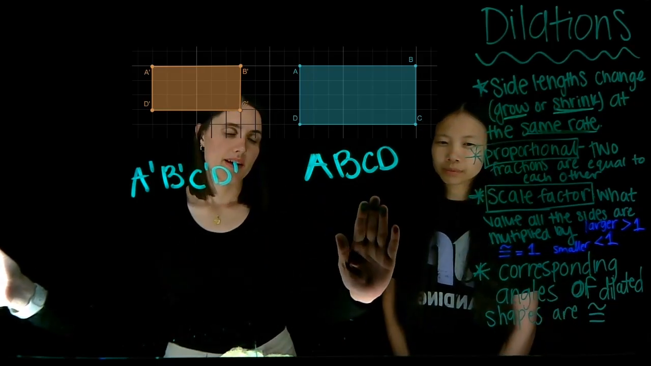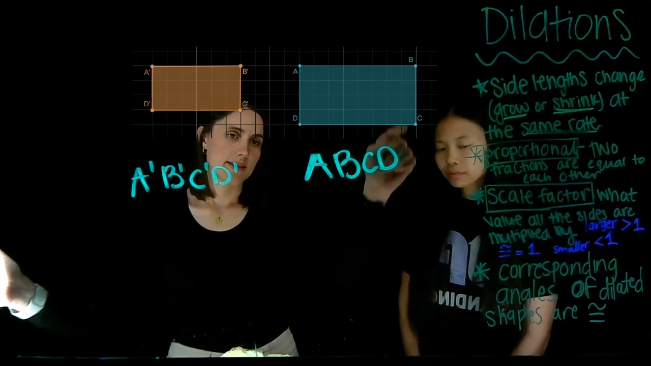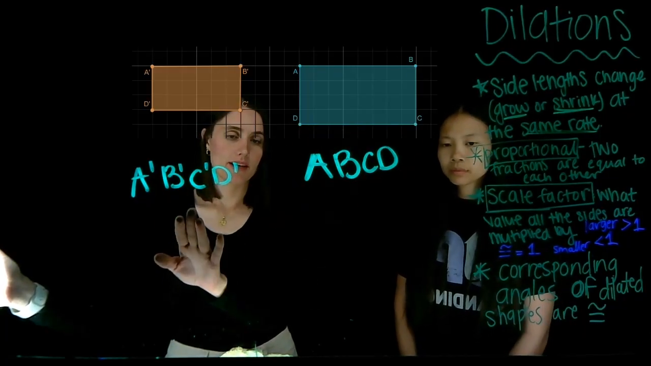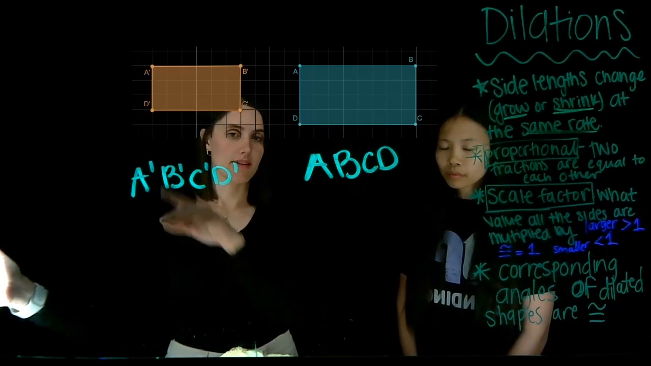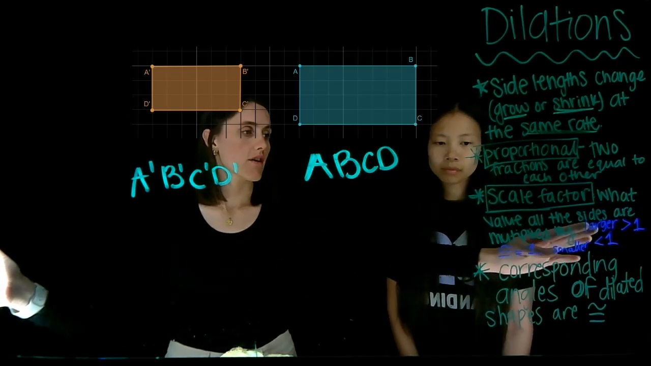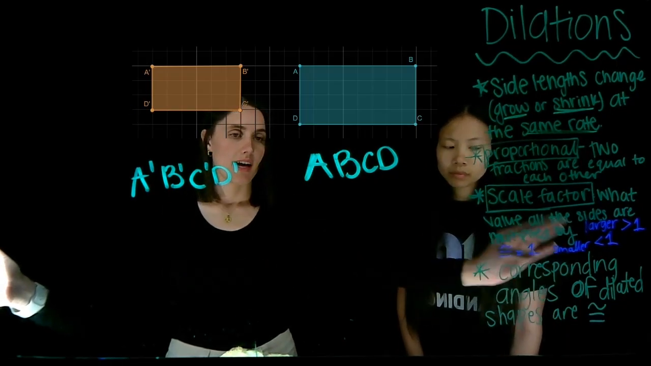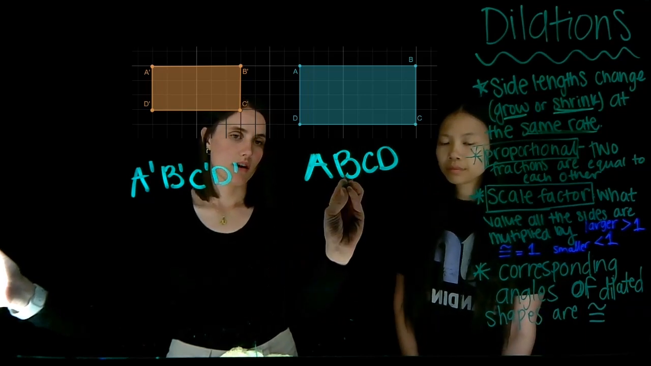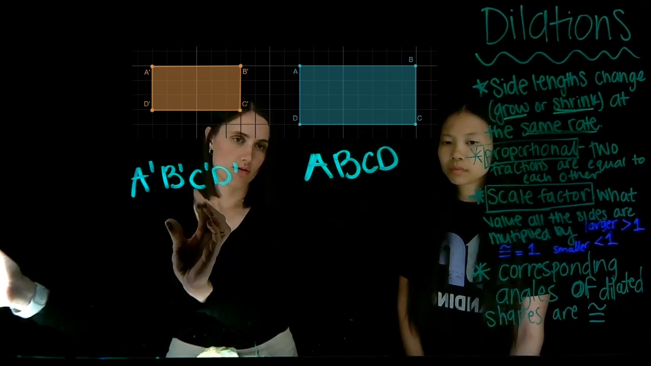Okay, let's take a look at these two shapes up here. This blue shape is our original shape. It's A, B, C, D. And this orange shape is our resulting image after it's been dilated. It's A prime, B prime, C prime, D prime. So that's what's labeled here. And so if we look over here, we know that our scale factor has to be less than 1 because our original image shrunk down to our resulting image.